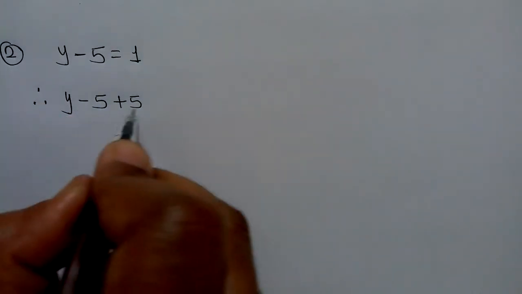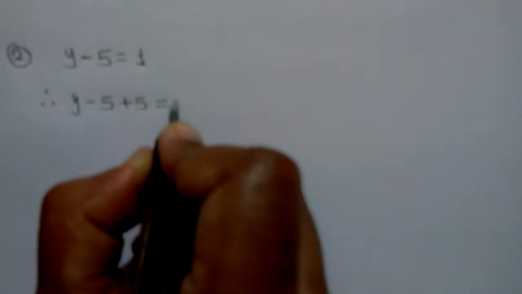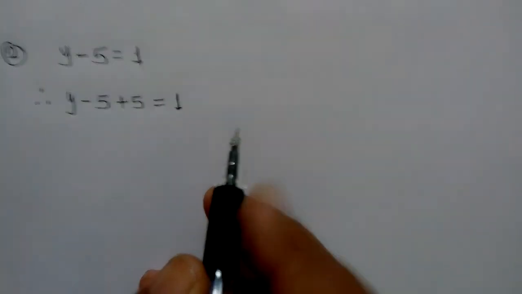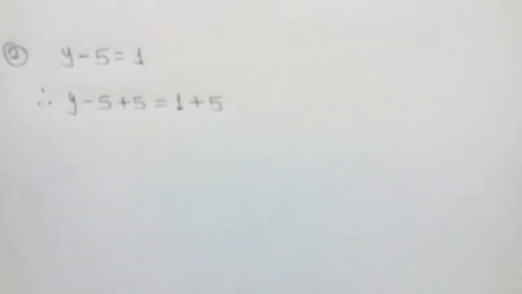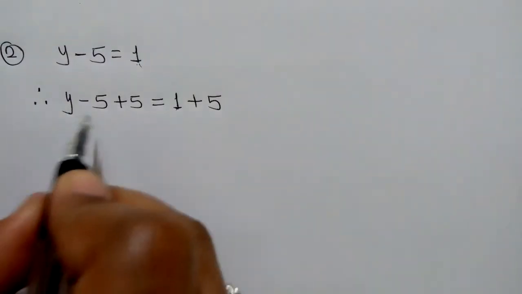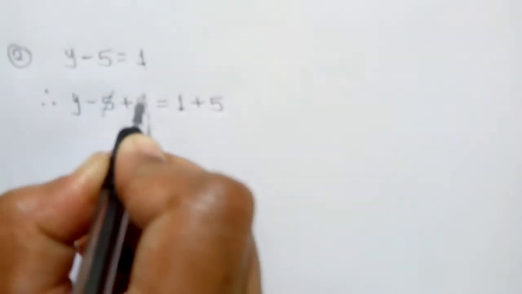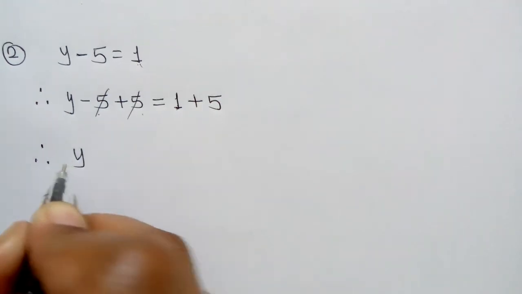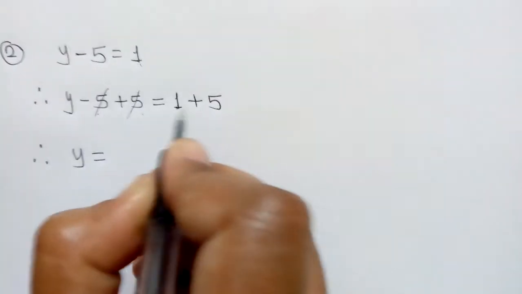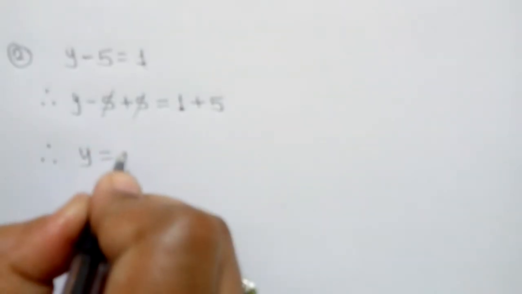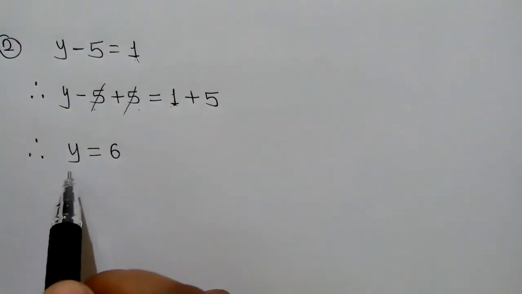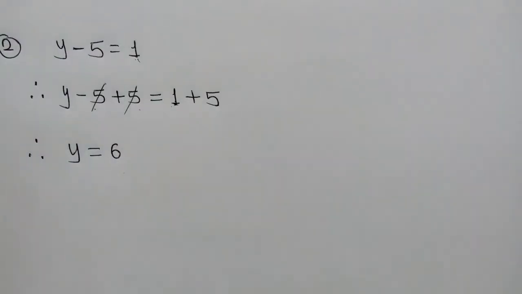So on the right hand side what is there? 1. This one we have taken here. 1 is there on the right hand side. Now we have to add 5 to the right hand side also. So here it will be plus 5. Okay. Now this negative 5 and positive 5 will be cancelled. So on the left hand side what remains? y is equal to the right hand side 1 plus 5, it is 6. y is equal to 6. So here we got the value of y, that is y is equal to 6.